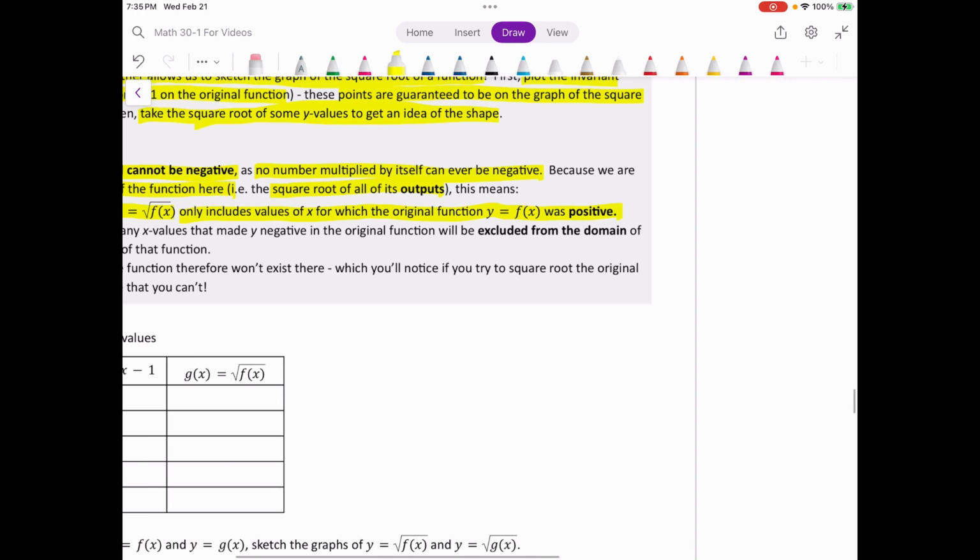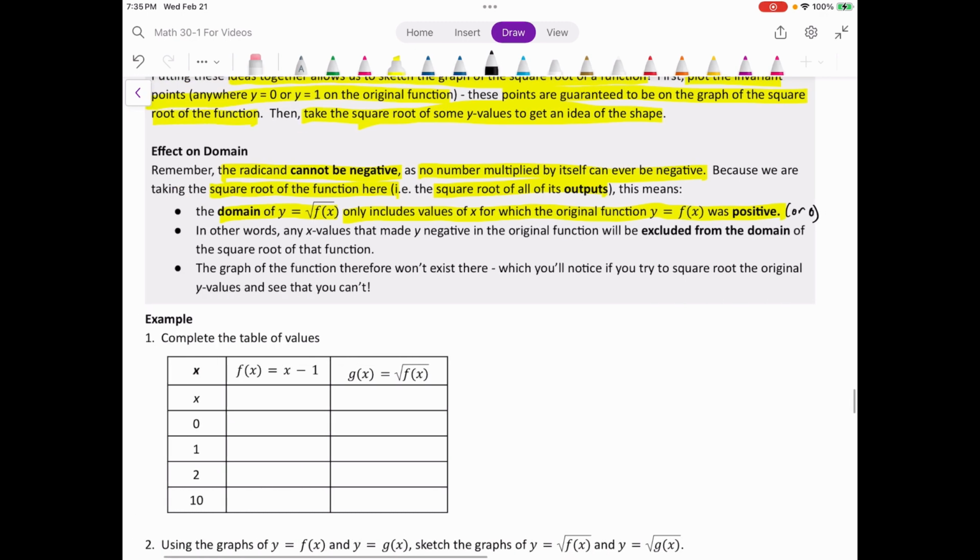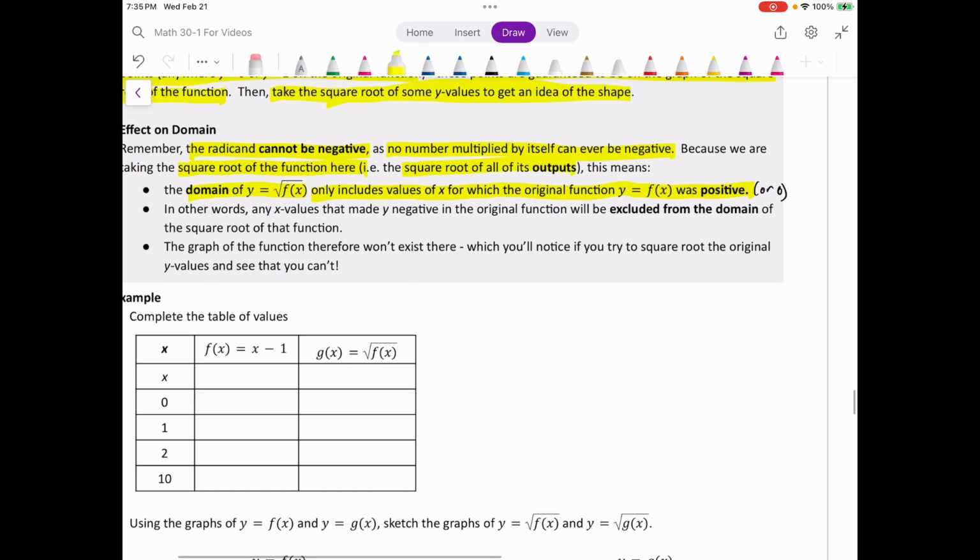Or 0, I guess I should add in there. It's okay for it to be 0. In other words, any x values that made y negative in the original function will be excluded from the domain of the square root of that function. The graph of the function just isn't defined there.